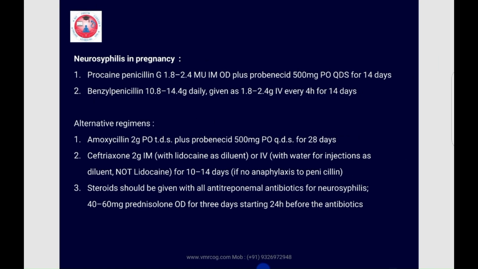Okay, now, neurosyphilis is generally not asked in the examination, but here procaine penicillin is the first they have mentioned before benzyl penicillin. Okay, the dose is high, the treatment is for 14 days. Okay, alternatives again, amoxicillin is there, but the dose is high, 2 gram for 28 days. Oral treatment in neurosyphilis is for 4 weeks. Okay, ceftriaxone dose is high, 2 gram, and it is for 2 weeks. And most important, steroid should be given with all anti-treponema antibiotics for neurosyphilis, 40 to 60 milligrams of prednisolone OD for 3 days, and we have to start 24 hours before the antibiotics.